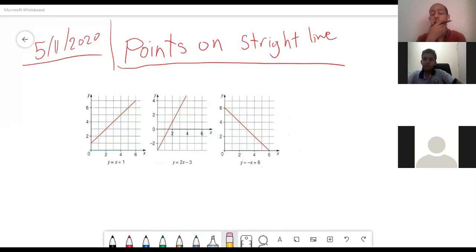So when I say the x and y coordinates of any point on the line must satisfy its equation, I mean that when we substitute, when we plug the x and y values of the coordinates into the function, we get a correct relationship between x and y according to the function.